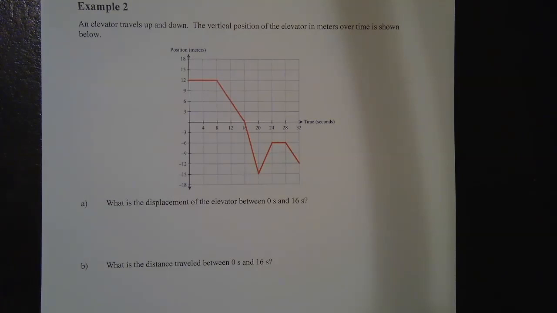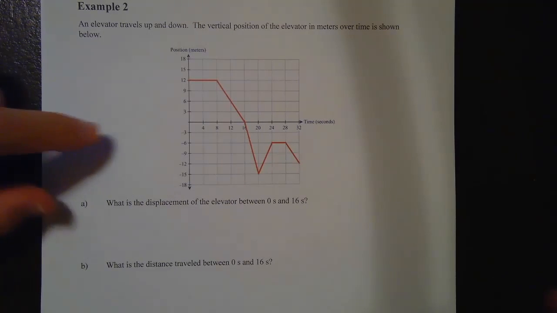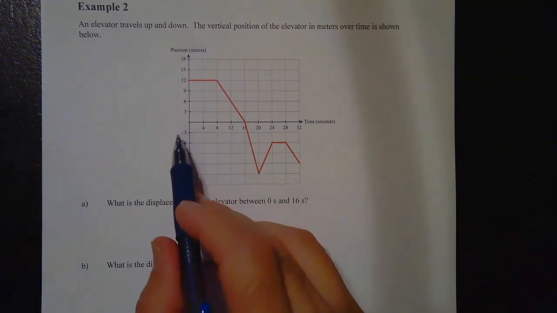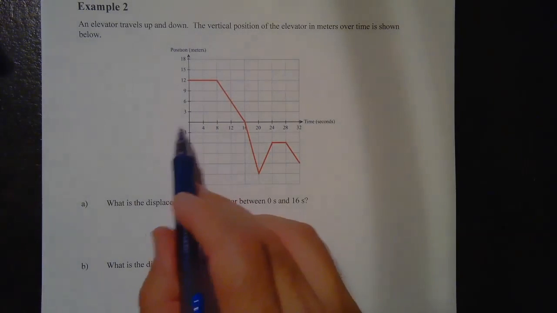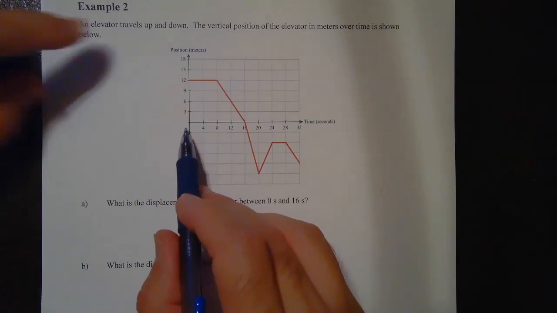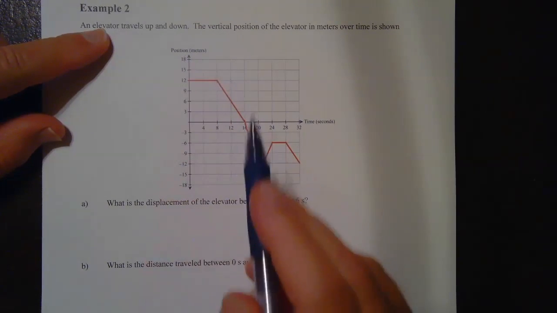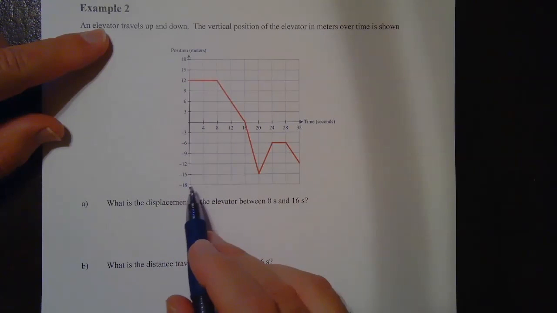So for this next example, we're in an elevator that travels up and down. So up would be positive and down would be negative, okay? And the vertical position of the elevator in meters over time is shown below. So 0 is probably, I didn't say this and you really don't need to know this, but 0 is probably like the ground floor, and this would be the top floor, okay? And then this would be like going into the basement, okay?